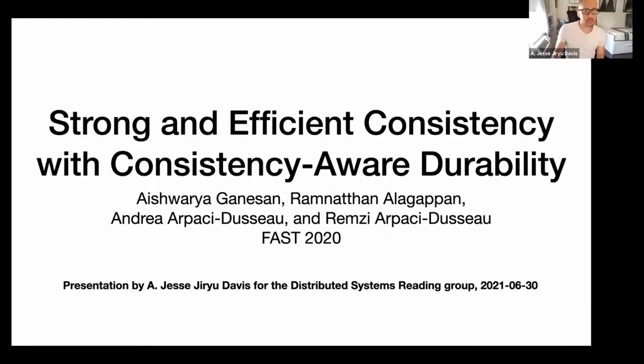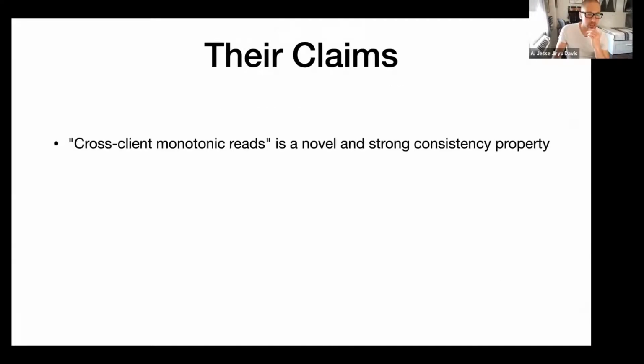So this is strong and efficient consistency with consistency-aware durability from last year. And in this paper, they make a couple of claims. The core of this paper is cross-client monotonic reads, which is a novel and strong consistency property.